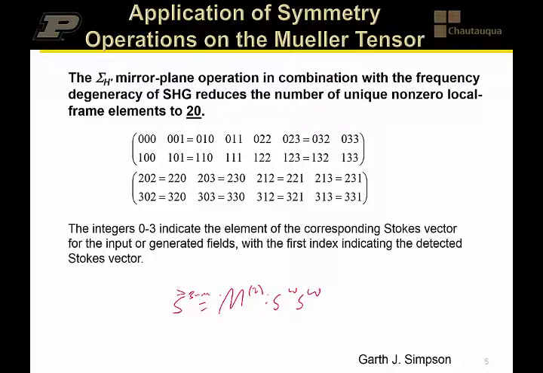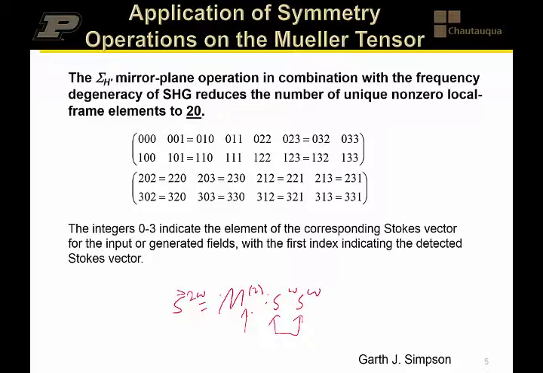and if we have to S, let's call this 2 omega. So if we're doing second harmonic generation, these two elements are identical. The two Stokes input vectors are identical, and so therefore the rightmost two indices in the Mueller tensor must be interchangeable as well. So that reduces the number from 64 possible non-zero unique tensor elements in the Mueller tensor down to 40.